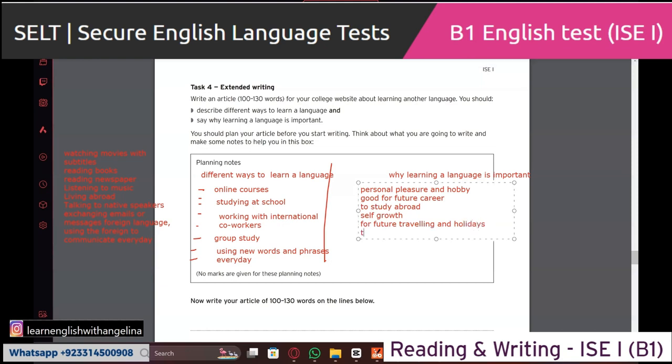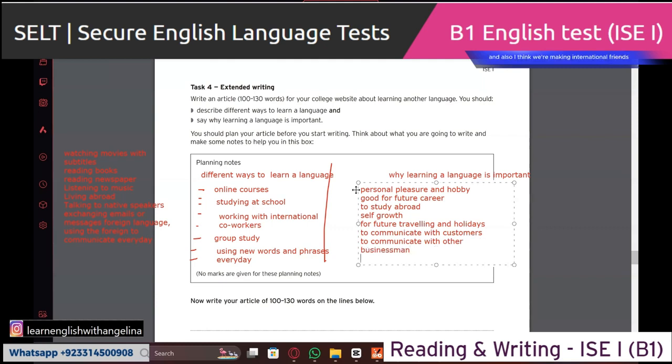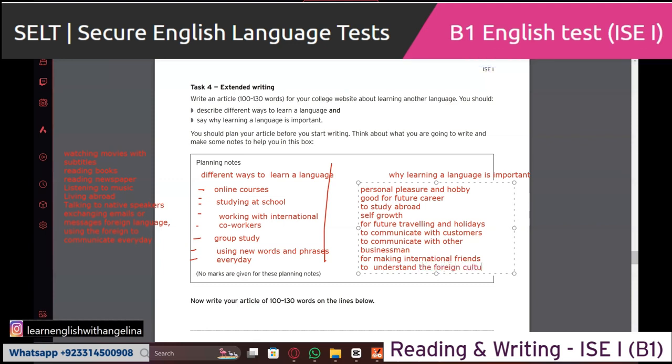To communicate with customers, to communicate with other businessmen, and also I think for making international friends. Career growth definitely is there. To understand a foreign culture. I think that'd be it.